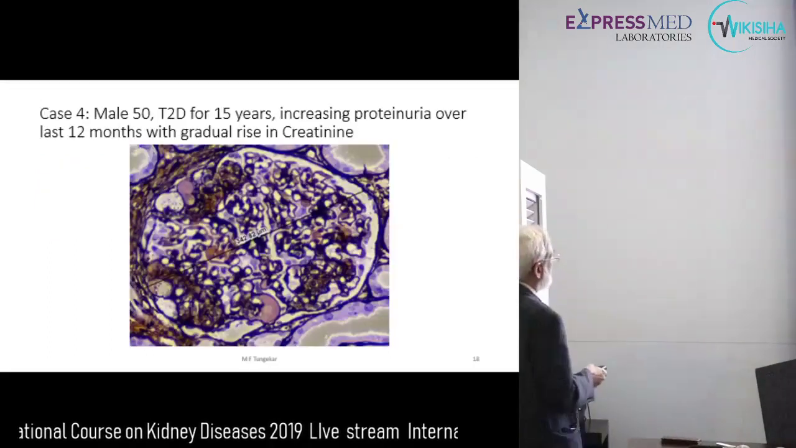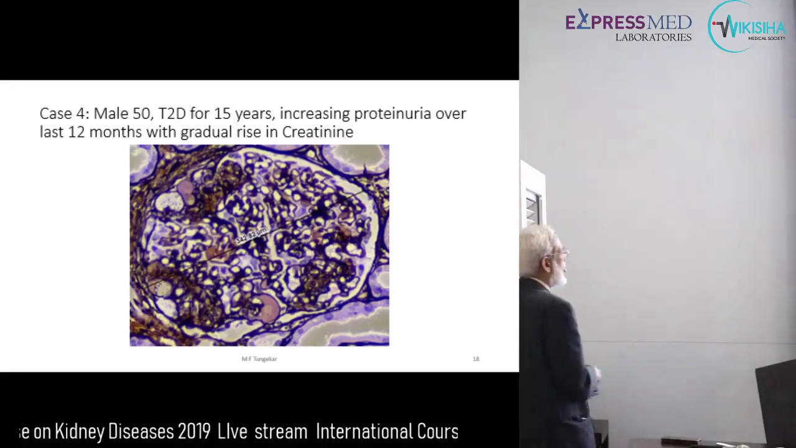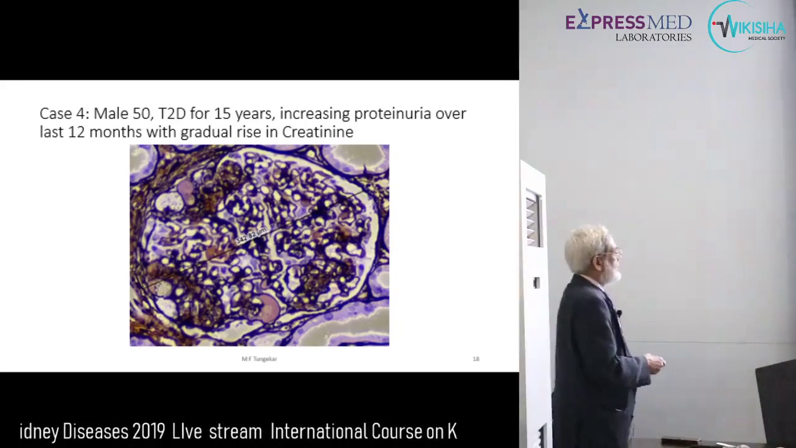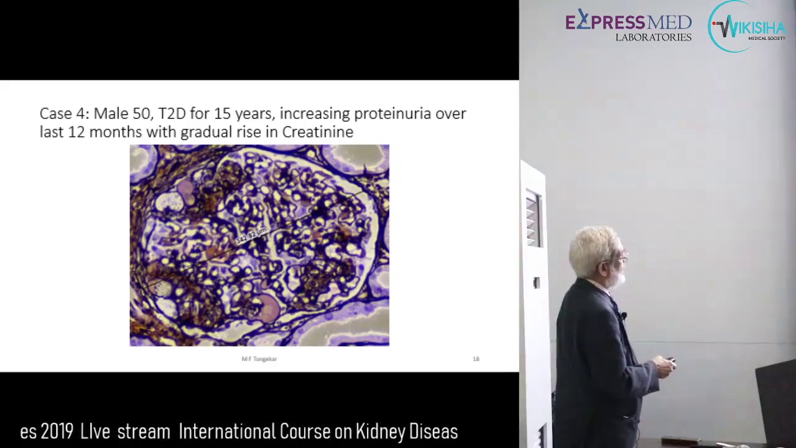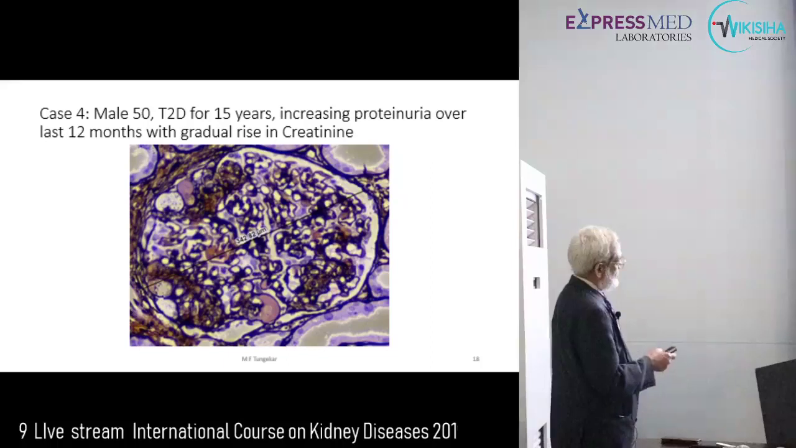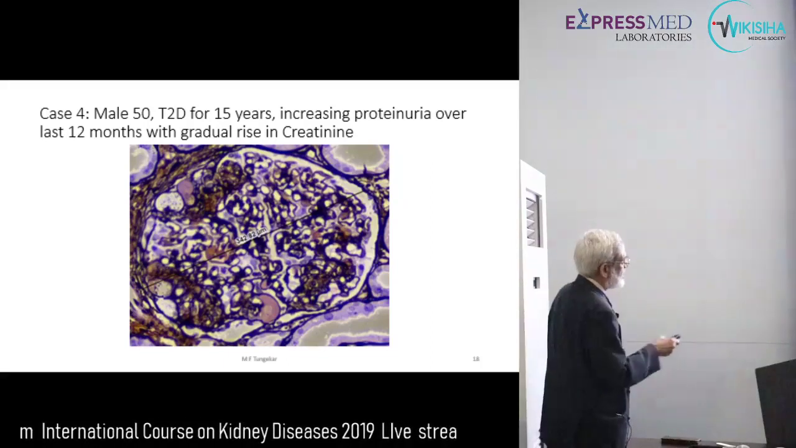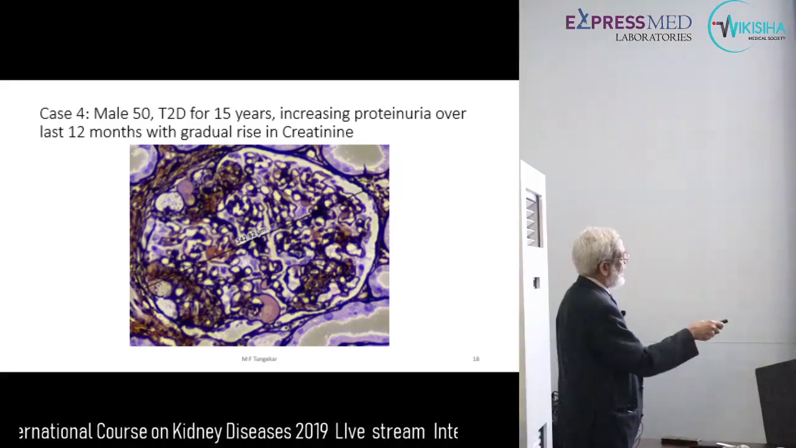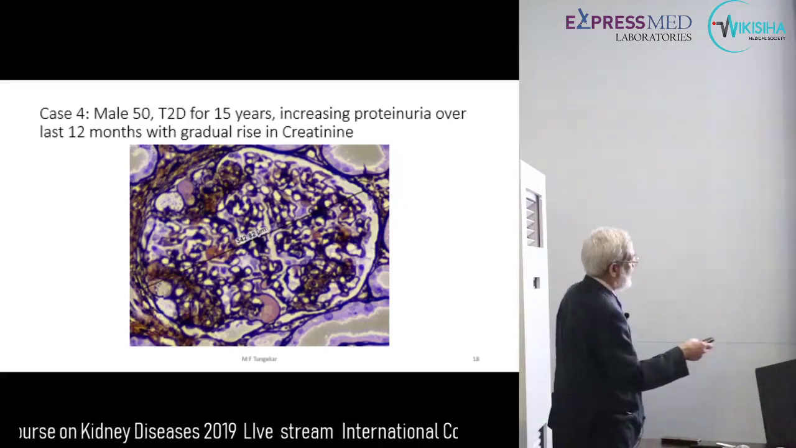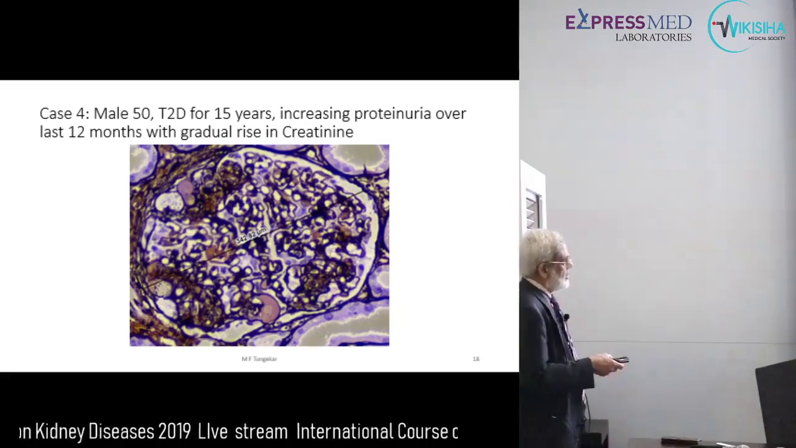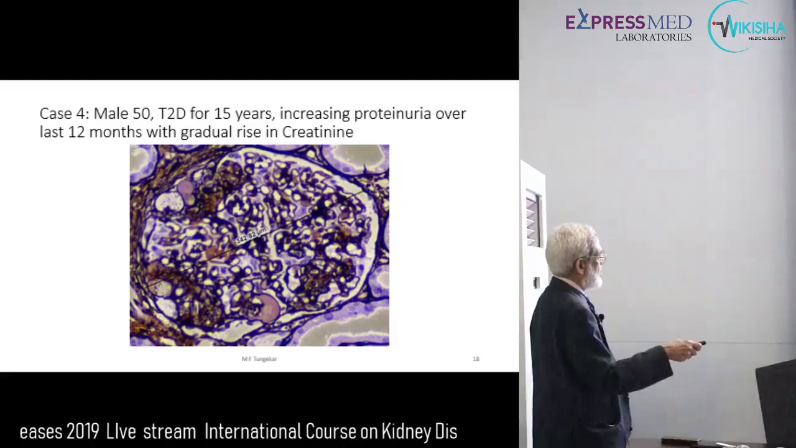Now, case four: male, 50, type 2 diabetic, 15 years, increasing proteinuria over the last 12 months, gradual rise in creatinine. This was a difficult one. He had class 2A, with less than 25% of the glomerulus having increased matrix. But you also had glomerulomegaly.